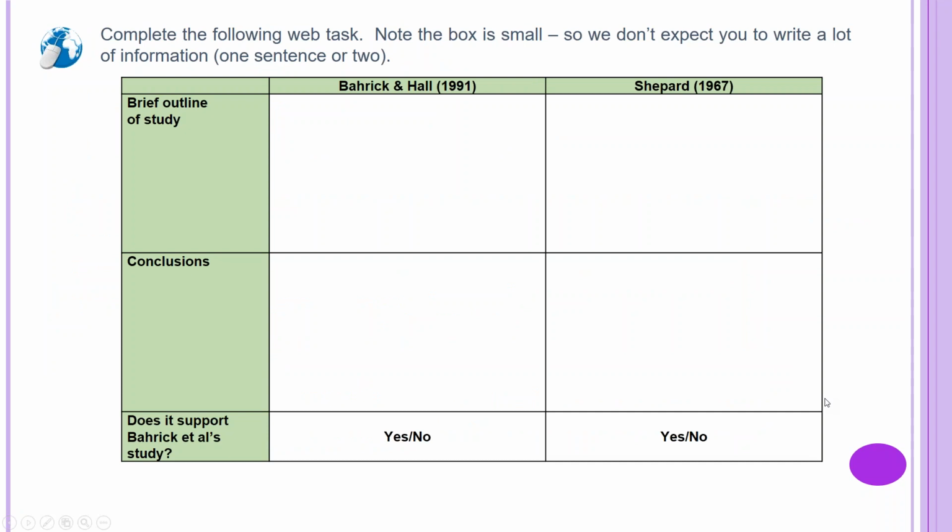Okay, here you've got a web task. Complete the following web task. Note the box is small, so we don't expect you to write a lot of information, 1 sentence or 2. Okay, so you need to go on Google and look this up. Complete the following web task. Okay, you may want to pause this. This may take you a small amount of time.